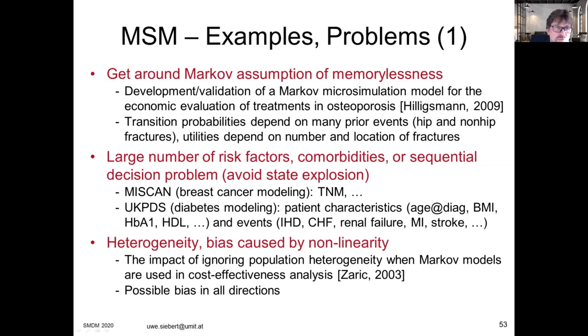There are a few models that are very famous. MISCAN is one of them that's coming from the Rotterdam group. They do breast cancer modeling and other things, and then the decision and what happens and the model transition probabilities depend on the TNM system. So it's already three things. That's the tumor size, the number of lymph nodes, and the metastasis status, and many, many others. So you would have a lot of different states to do this, and we call that state explosion when we have too many states to handle them.